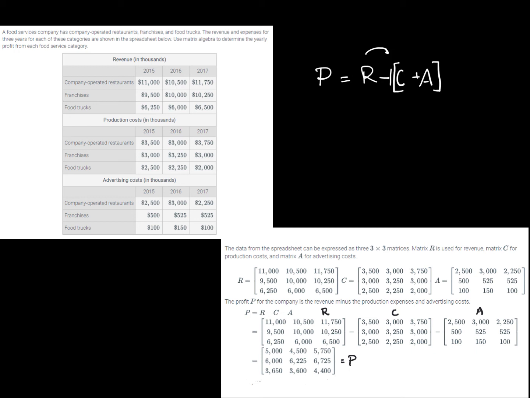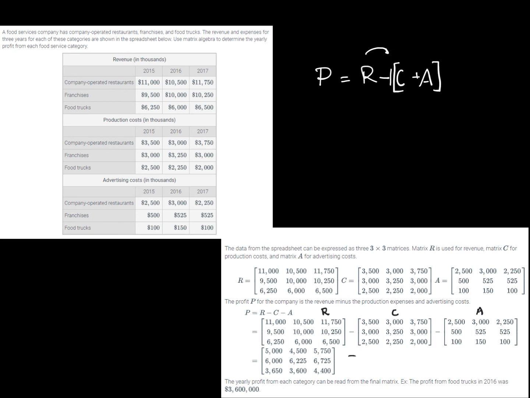Let's see, where am I? So $10,500 income, revenue from company-owned restaurants, but they had $3,000 and another $3,000 worth of expenses. So what you're left with is $4,500. And so now I can look at this final matrix, this matrix P, the one for profit, and I can interpret it based on where the data in the original matrices came from. In other words, the yearly profit from each category can be read from the final matrix. The profit from food trucks in 2016 was $3,600.